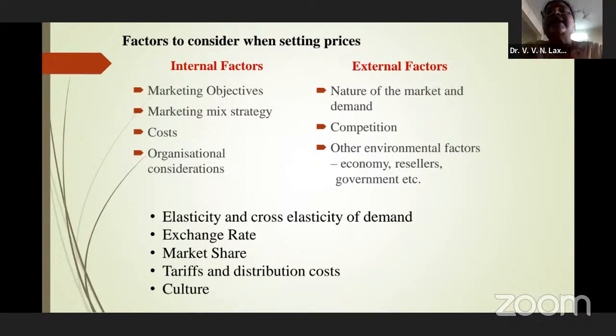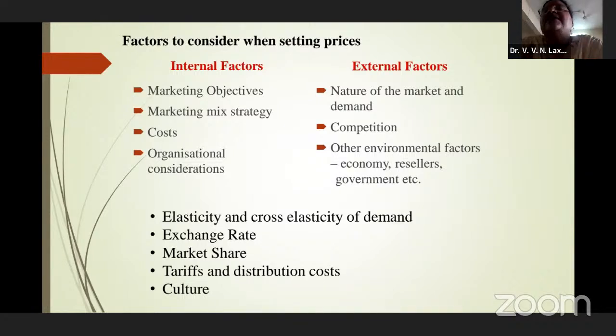What are the costs that are incurred in manufacturing that particular product? What are the organizational considerations? For example, the Rolls-Royce company cannot reduce the price of its cars because the premiumness that is attached to that car will be there only if the price is at that level. At the same time, Maruti cannot imagine increasing the price of its cars because one of the driving factors, in addition to service centers across the country, is price. That motivates the people to buy that particular car.